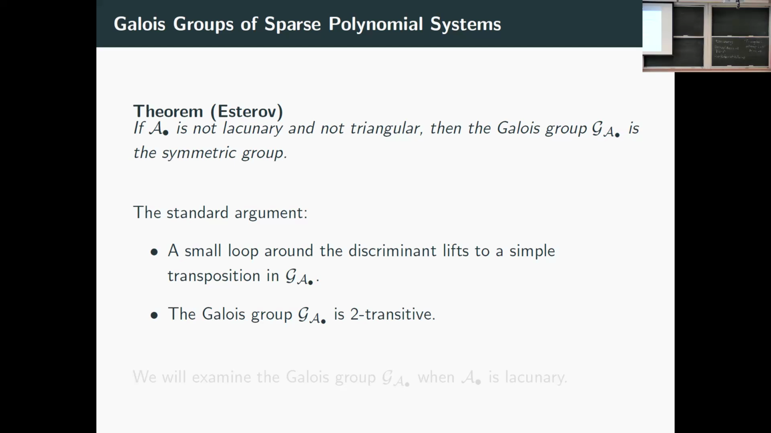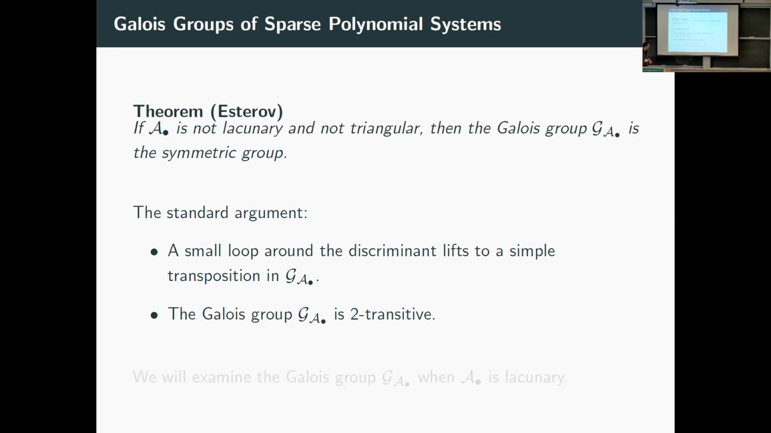Okay. And the second step is to show that the Galois group is 2-transitive, and there are standard arguments to do this by looking at fiber powers and the irreducibility of certain components, or of certain subvarieties. And once you have these two properties, you immediately have that they generate the whole symmetric group. So your Galois group is the symmetric group in that case. So this is exactly what Esterov does for these sparse polynomial systems, and we get the result.